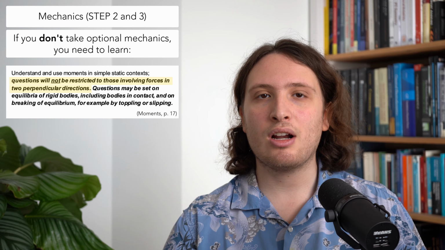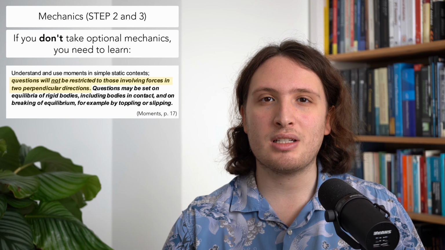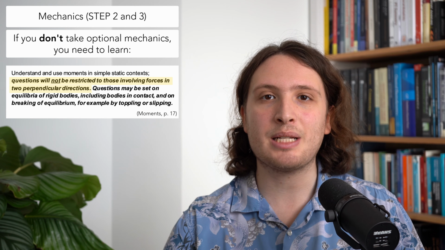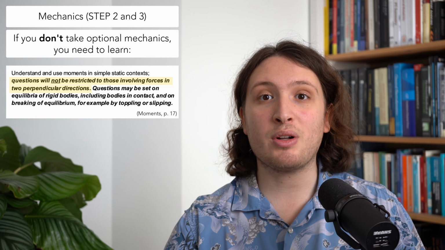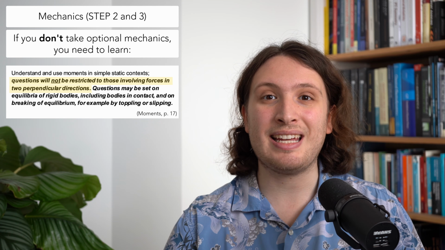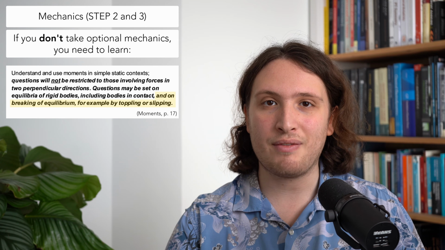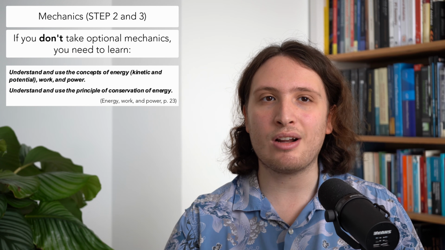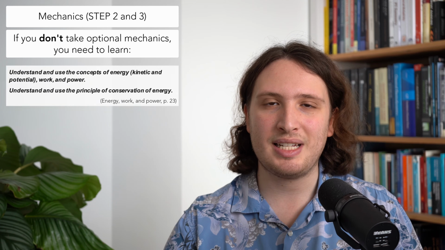Now, if you don't take the optional mechanics, first of all, in Step 2, you'll be missing ideas to do with more challenging moments problems, including forces which are going at a funny angle, and where you need to use more advanced ideas such as inferring the centre of mass of a uniform lamina by symmetry. In rigid bodies problems, you'll also be missing the idea of how to analyse for sliding versus toppling at the breaking of equilibrium. Ideas to do with work, energy and power, including conservation of energy as a technique for problem solving, although this may be familiar to some extent from physics.